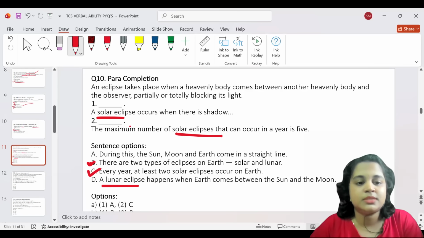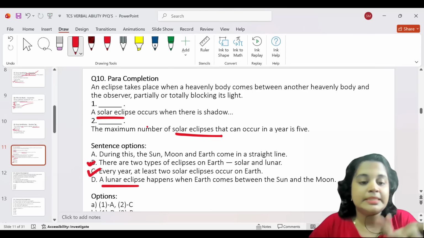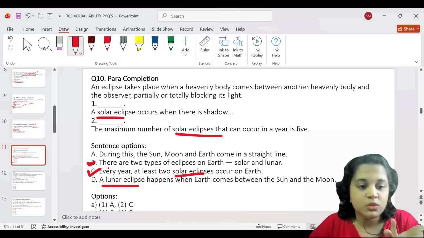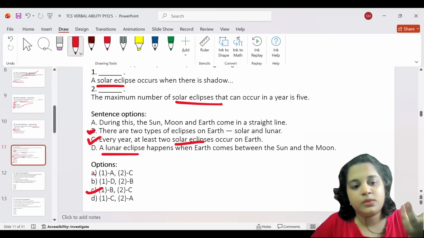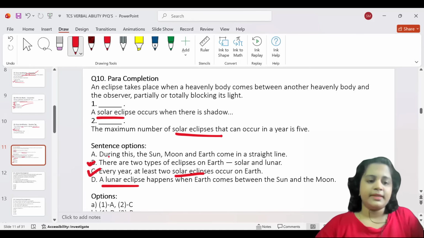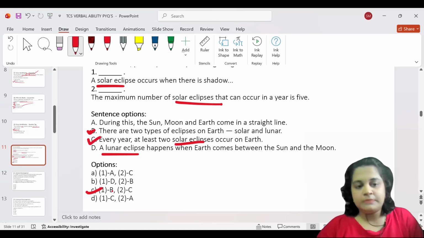So the point that is going to come in between obviously has to be the sentence that has a similar kind of subject. So I could have even chosen C. I could have blindly chosen C to be option number 2. If I had chosen that first, then I'd probably look at A and C, and then I'll have to pick between both. So that is also one way of solving. All right, so the correct answer for this is option C, which is 1B and 2C.